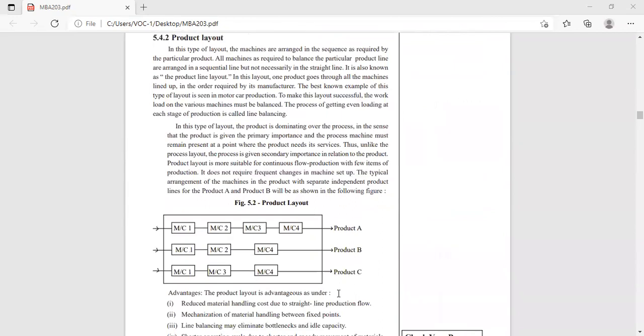Next is the product layout. In this type of layout, the machines are arranged in the sequence required by the particular product. All the machines required to balance the particular product line are arranged in a sequential line, but not necessarily in a straight line.